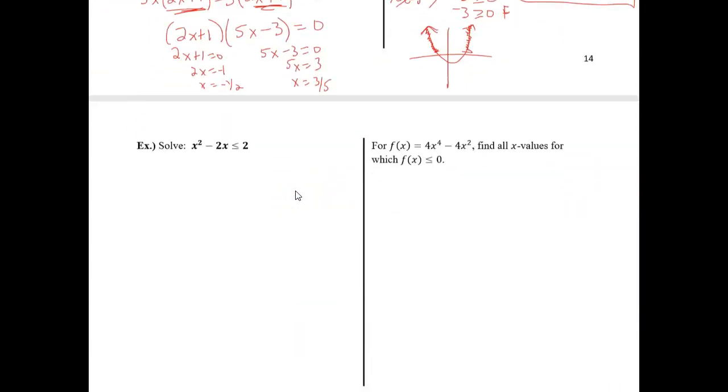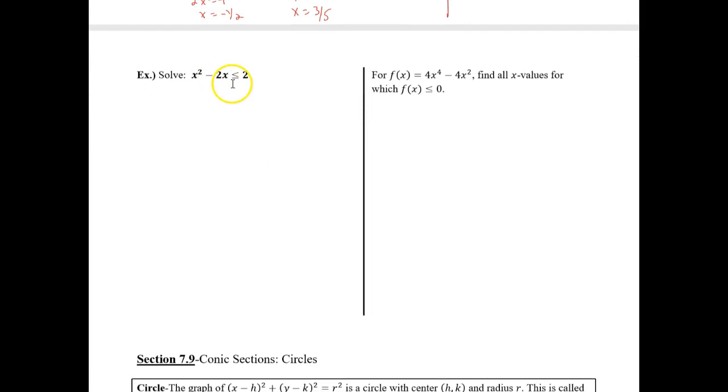One more. x squared minus 2x less than or equal to 2. So everything is not on one side. I need to get it on one side. I will subtract 2 from both sides and end up with x squared minus 2x minus 2 less than or equal to 0.